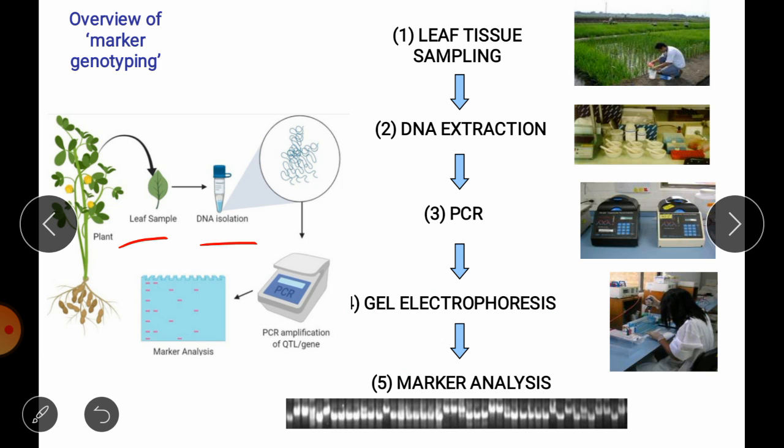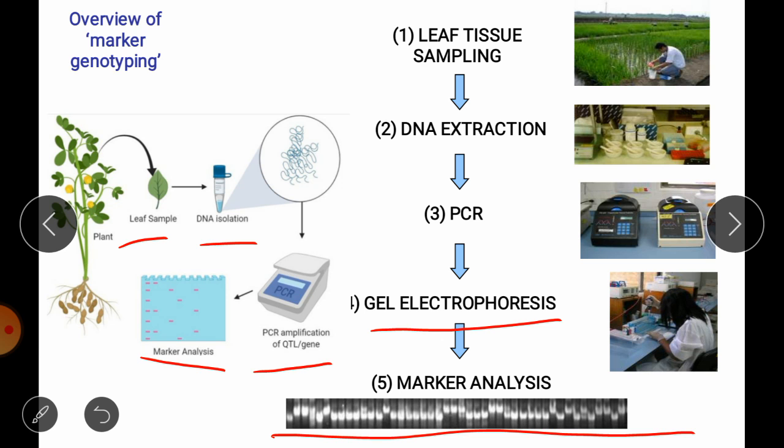Then we have to do PCR amplification of your DNA product, and finally we are running them on gel electrophoresis. And after running this DNA on gel, you will get such type of banding pattern. So you have to do an analysis of that banding pattern.